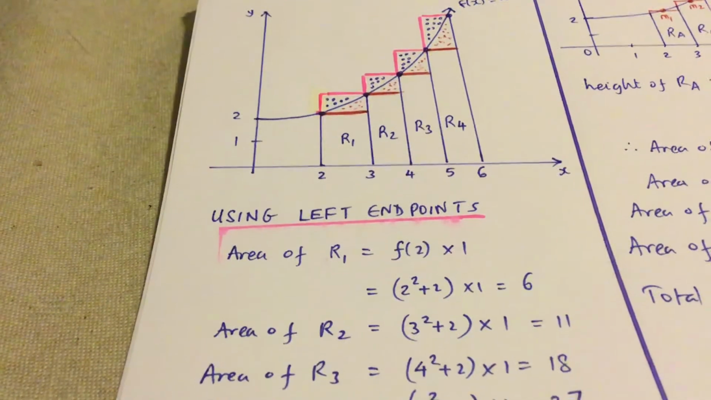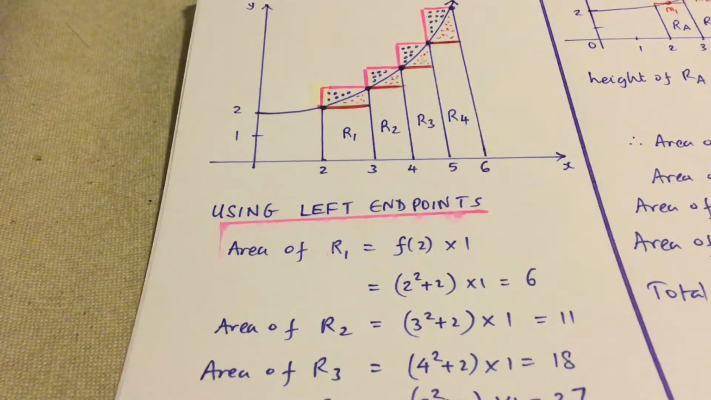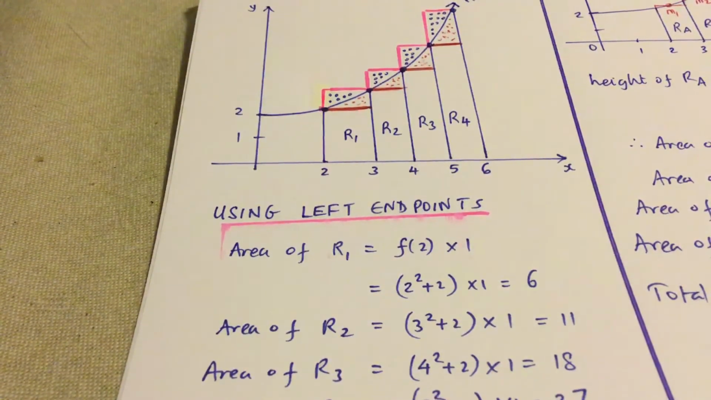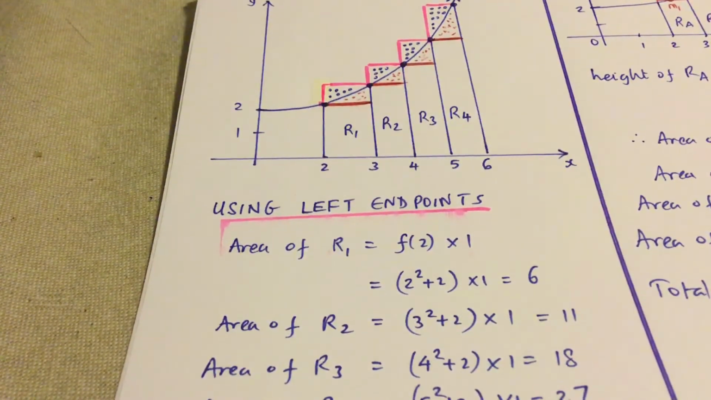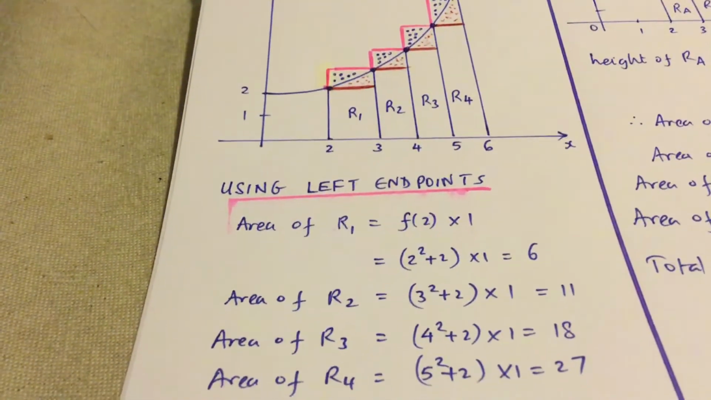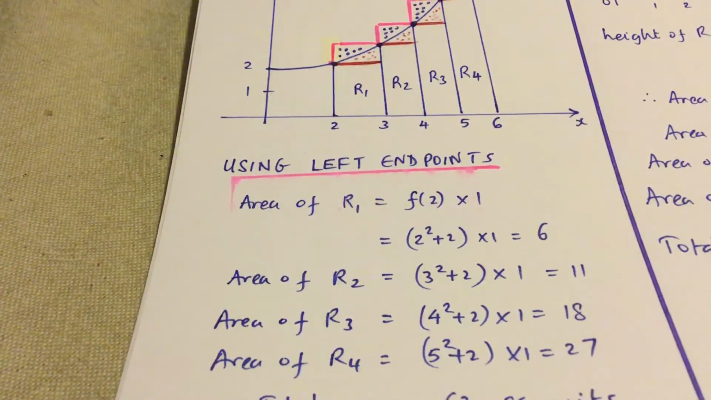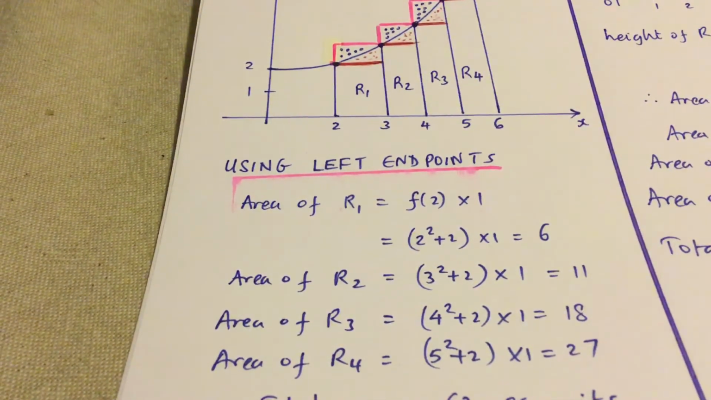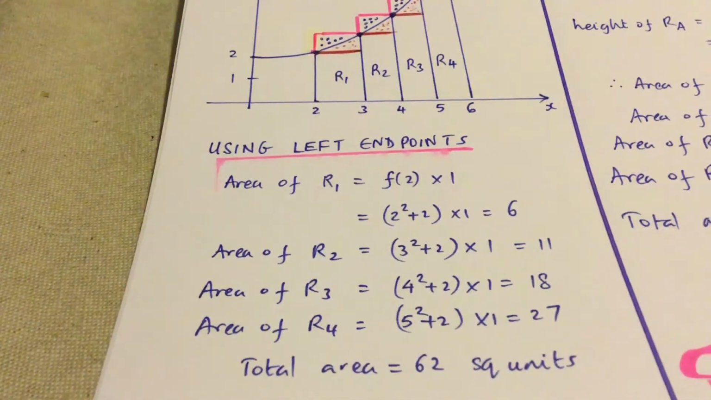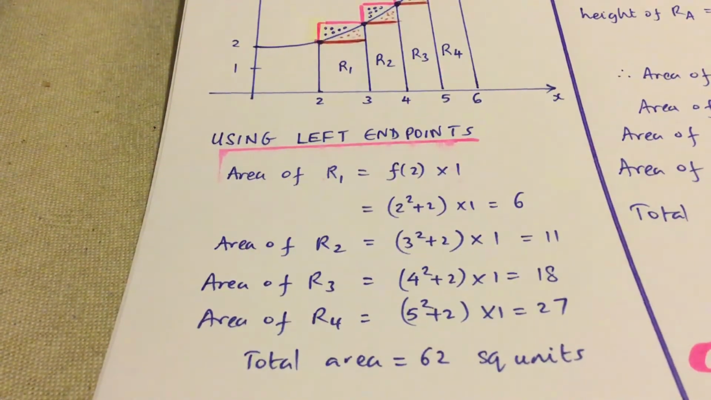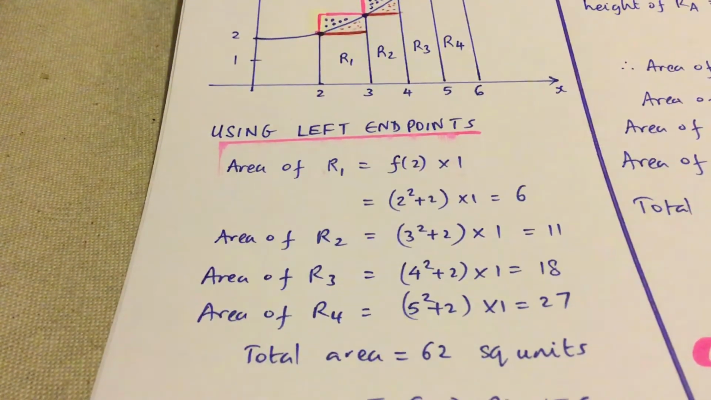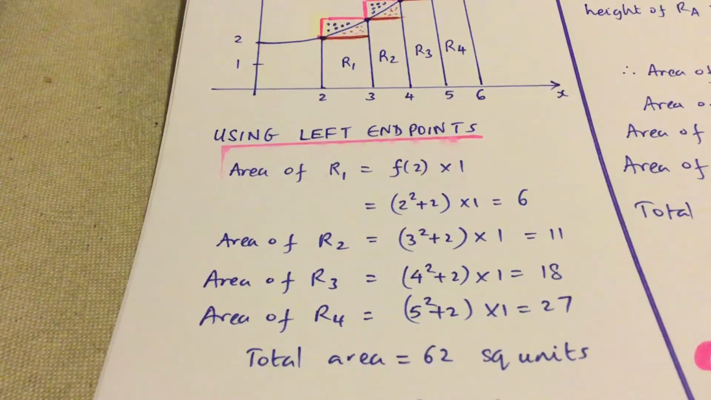Similarly, to find the area of R3, R3 lies between 4 and 5. We're again using the left endpoint. Replace x by 4 in f(x), so that gives us 4 squared plus 2, and the answer is 18. Last, to find the area of rectangle 4, we replace x by the left endpoint, that is 5, and that will give us an area of 27. Adding up all 4 rectangles, R1 plus R2 plus R3 plus R4, we'll get 62 square units.